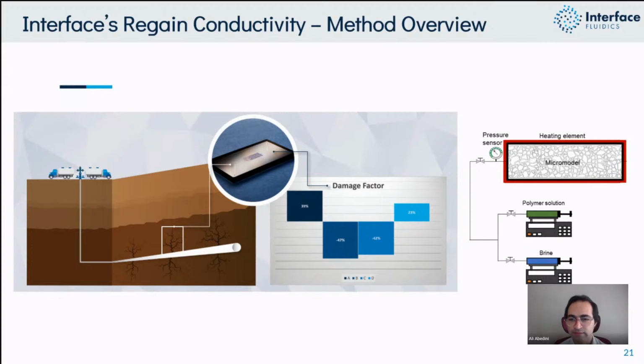In terms of the testing, we inject a base case, which is a brine, and then we inject the FR solution, and again we follow up with a second brine injection. Then we measure the pressure drop over the course of the experiment, and also the final stable pressure drop, and then we can provide the damage factor or the conductivity of the frac zone over time, and also at equilibrium condition.